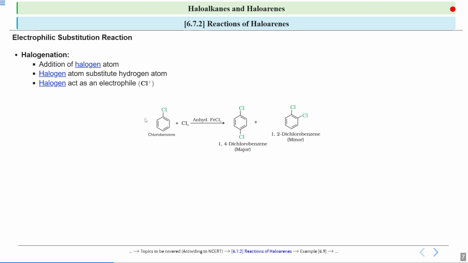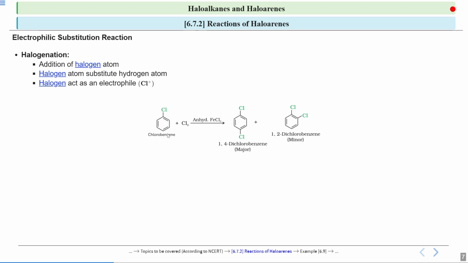You can see we have these haloarenes: chlorobenzene, benzene attached with chlorine. Now when you are doing the halogenation of chlorobenzene with the chlorine molecule in the presence of anhydrous FeCl3 as a catalyst, you will get a mixture of products. First is 1,4-dichlorobenzene, where the upcoming electrophile, Cl positive, attacks on the benzene ring at the ortho and the para positions.